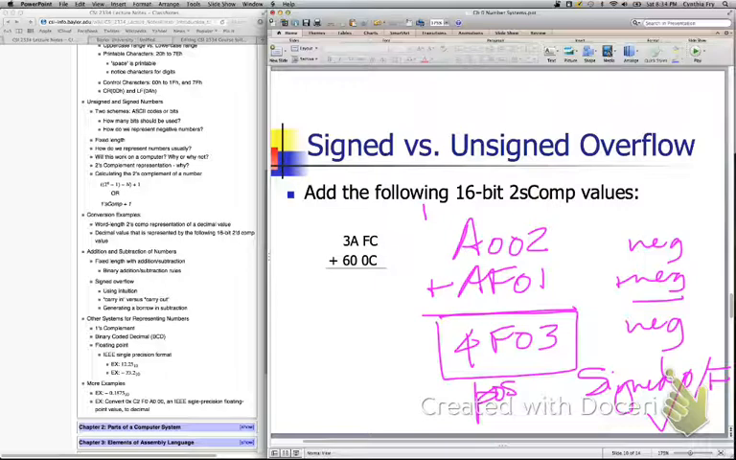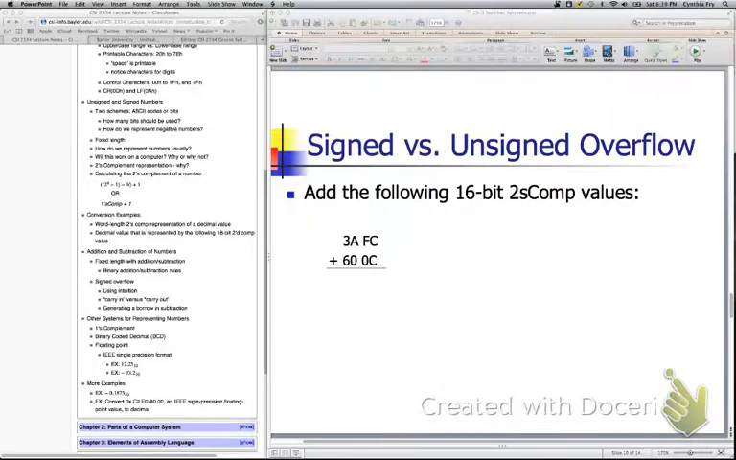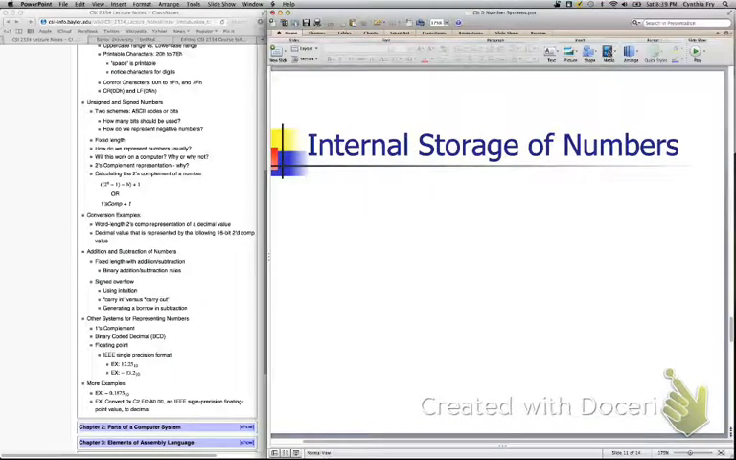Let's see how fast we can go on this next bit here. I want to quickly look at internal storage of numbers. This hopefully is a refresher from 1430 days. Let's say I want to declare something to be of type int and float. Both of these are going to allocate 32 bits on an Intel-based processor.